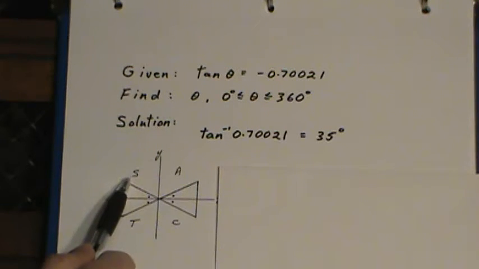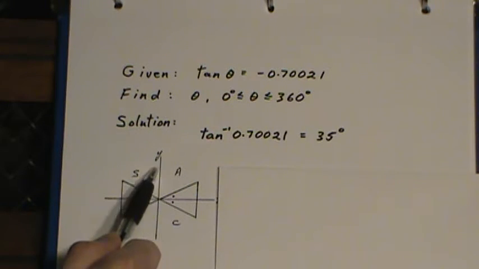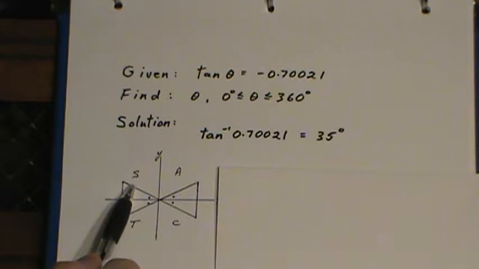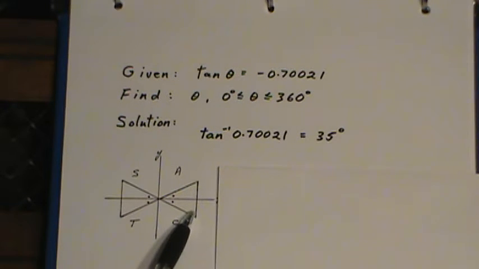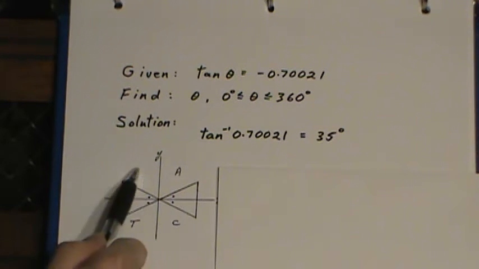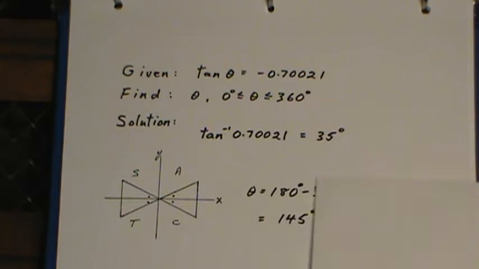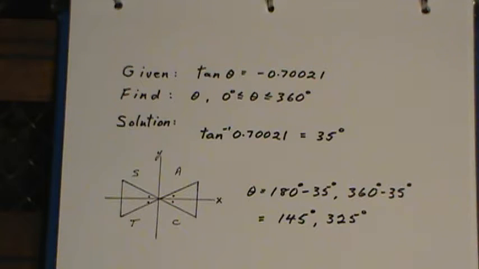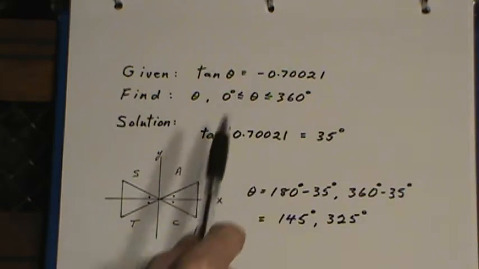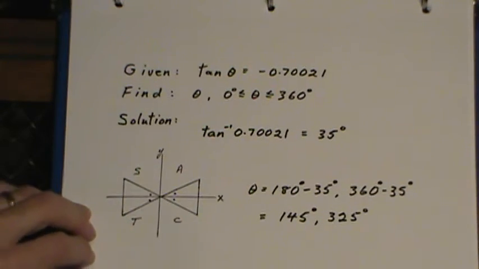Since the tan is negative, my answers are not in this quadrant and they're not in that quadrant. So if we're up here, the one answer is 180 minus 35. And if we're down here, we're 360 minus 35. And I've got that worked out here. Here's the 180 minus 35, which puts you in quadrant 2, and 360 minus 35, which puts you in quadrant 4, where the tan is negative.